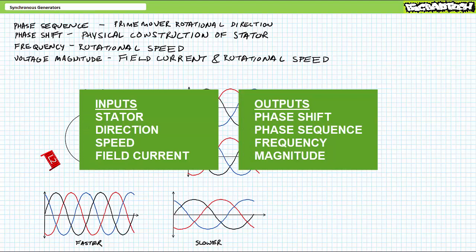Establishing a phase shift, phase sequence, and frequency first thereby allows an operator to vary field excitation current and field excitation current only to achieve the desired voltage magnitude specification. If you went about this in any other sequence, you'd find yourself fumbling to achieve voltage magnitude at the expense of frequency, and vice versa.